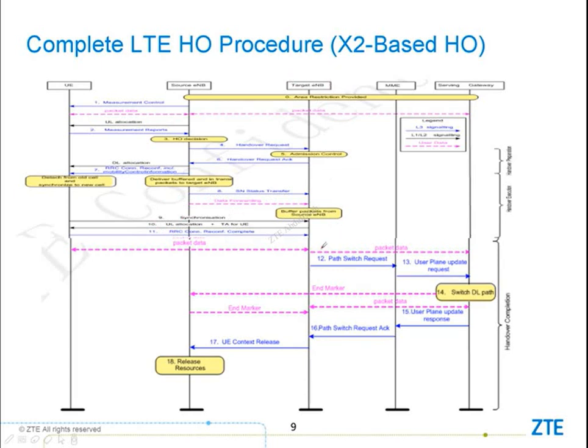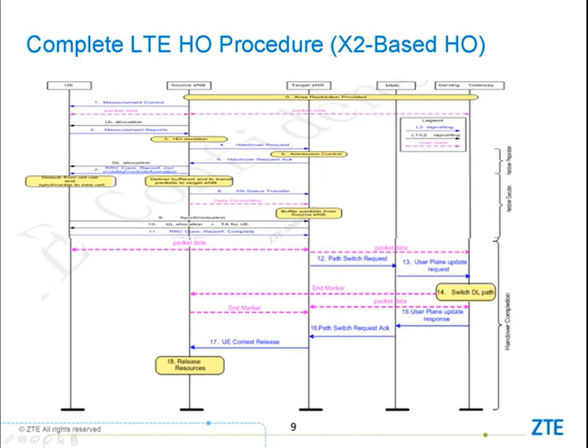And the target eNodeB will send some information to the core network, just like the path switch request, to inform the core network that the path needs to be updated. So the MME, after receiving this message, needs to inform all the entities in the core network. After that, it will feed back the path switch request acknowledge, and then the target eNodeB will send a message to the source eNodeB to release the UE context.